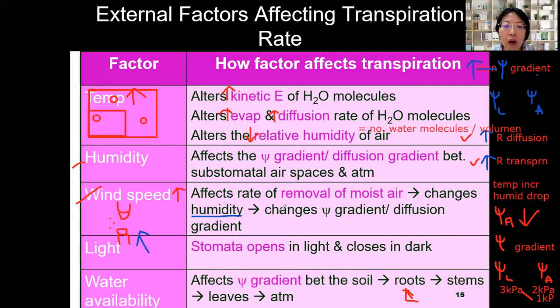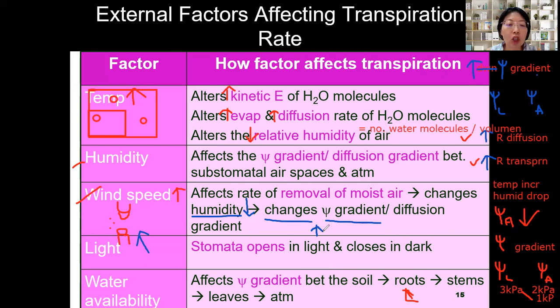So when humidity drops, what happened to my water potential gradient? Because I wrote here that it changes. Changes means it can increase or decrease. So how does it change? Increase or decrease? The water potential gradient? Increase. Yes, increase.